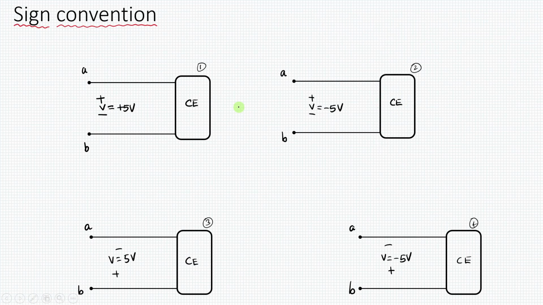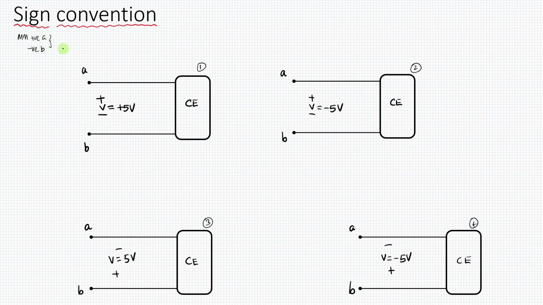Before concluding the video, let us take 4 more scenarios and try to conclude some results from the knowledge we have gained till now. In the first case, you can see that positive is connected to A, negative is connected to B. That means multimeter positive is connected to A, multimeter negative is connected to B.